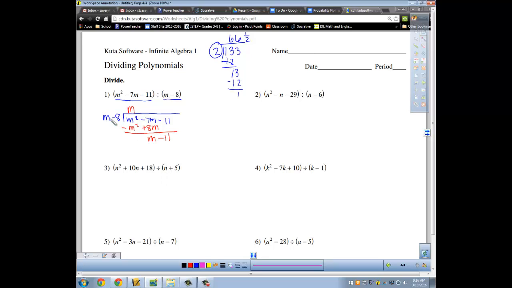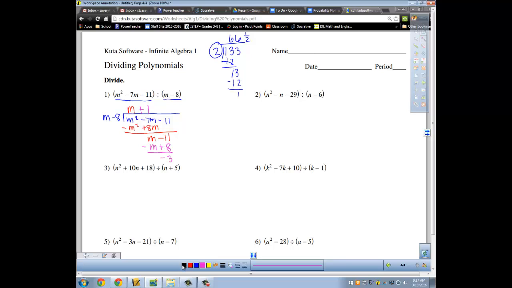Now I want to see, okay, I have an m, I want an m. So I need to think, what times m is m? Well, that's 1. Since that's positive 1, I'm going to add 1. 1 times m is m. 1 times negative 8 is negative 8. And again, I'm going to subtract, but when I do that, change all of your signs. So negative m plus 8. Negative 11 plus 8 is going to give me negative 3.